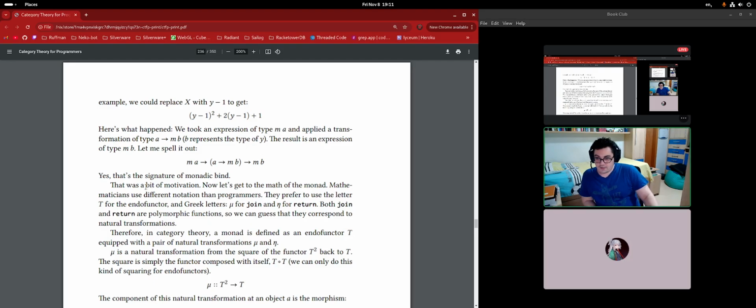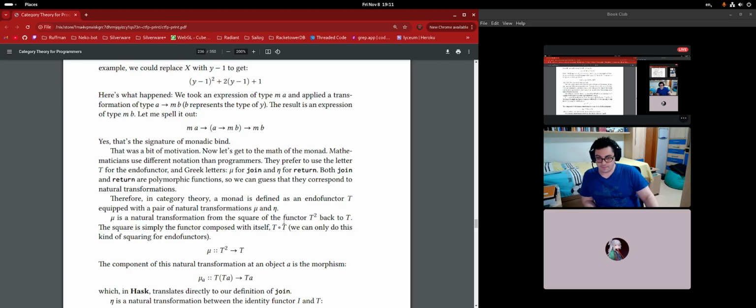So let's get to the math of it right now. We are going to use different letters. I forgot the name of the Greek letters. That's mu, and the other one is eta, I think. Makes sense. So join and return are polymorphic functions. We're going to see what they do very shortly.